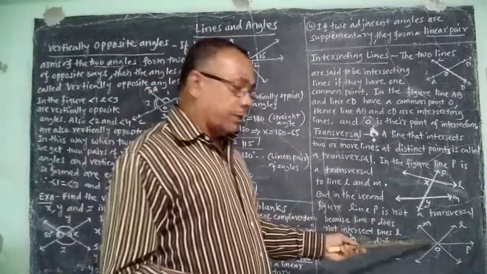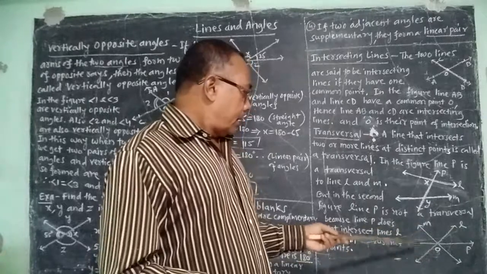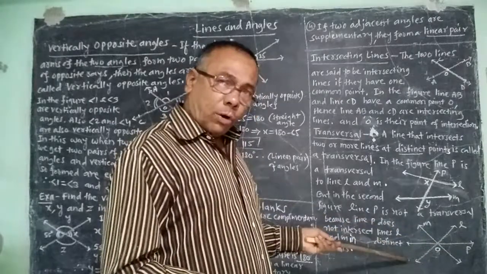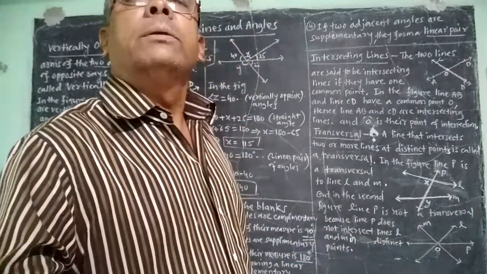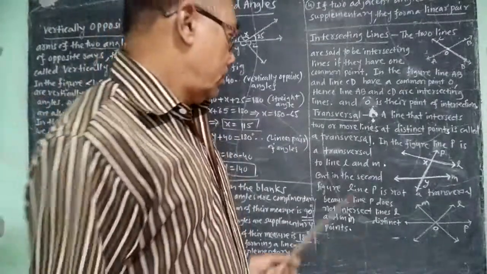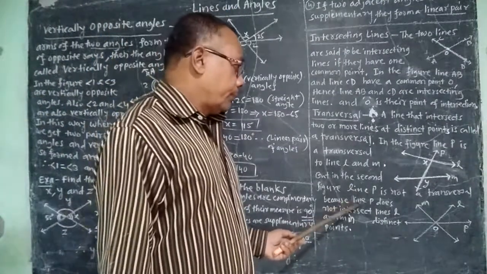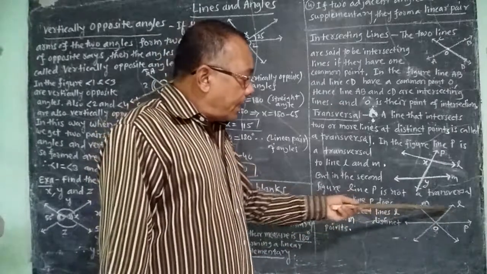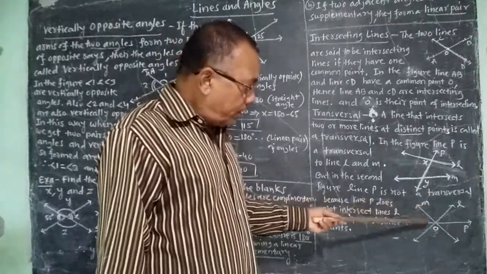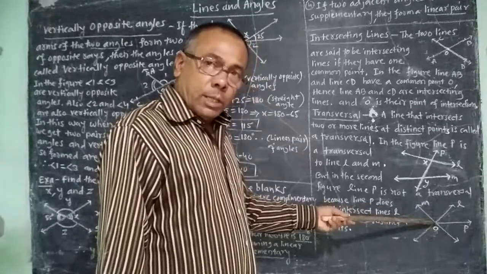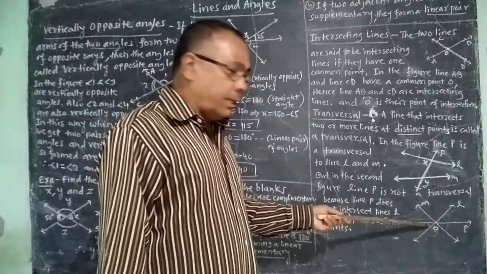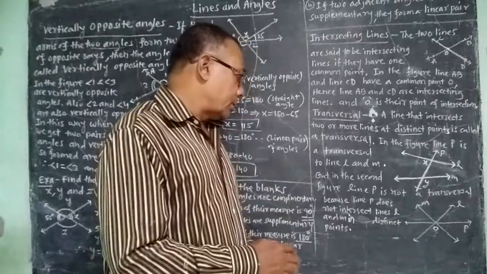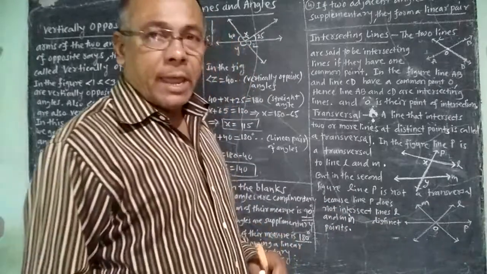But in the second figure, P is not called a transversal, because P intersects lines L and M at only one point O, and therefore line P is not a transversal of lines L and M.